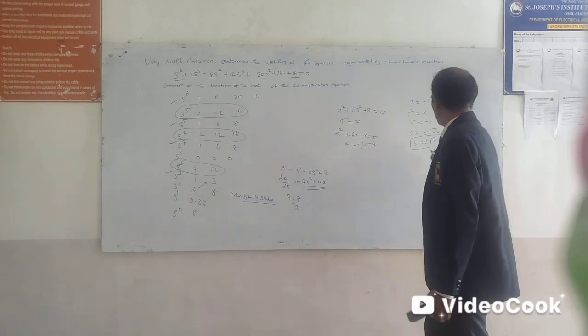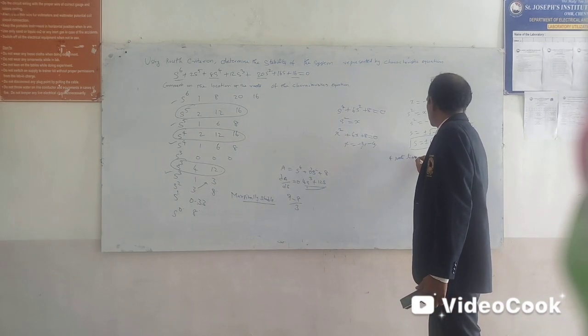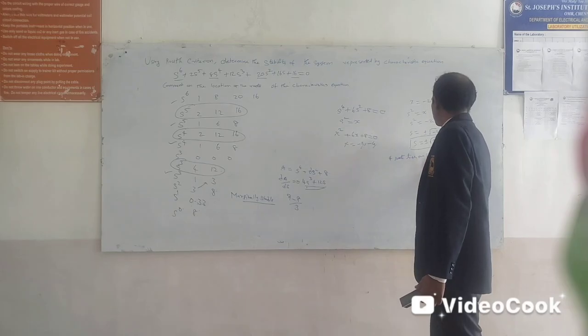From this we'll have four roots lying on the imaginary axis, and two roots lying on the left half plane.